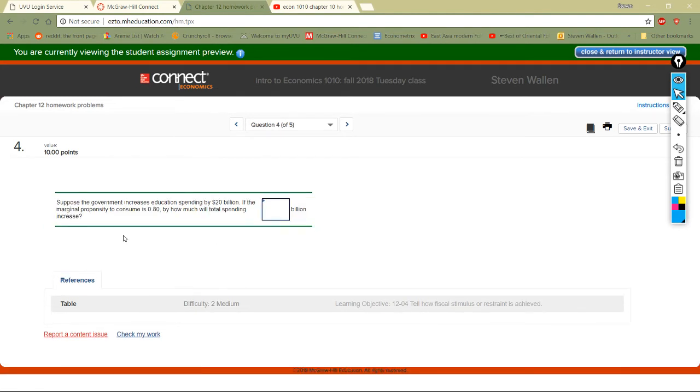We're almost done. Suppose the government increases education spending by 20 billion. Okay, so remember, this is the government. It's a lot different because if I give it to people, they're going to save a portion of it before it even goes out into the economy. But if the government spends it, it goes straight out into the economy as 20 billion. So we start off with that 20 billion. Okay, we don't have to take anything out. So we get 20 billion.